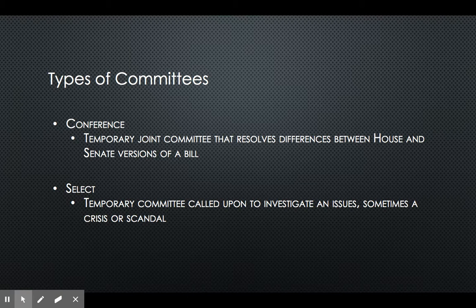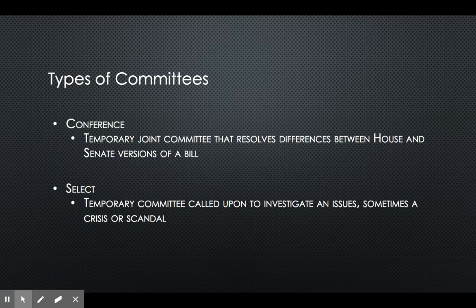And what this type of committee does is resolve differences between House and Senate versions of a bill. Before a piece of legislation can go to the president to either be signed into law or vetoed, that same bill must be passed by both the House and the Senate. So that's what conference committees do. They resolve any differences between the two versions of a bill, so it's the same bill being passed in each chamber. The last type of committee is a select committee.